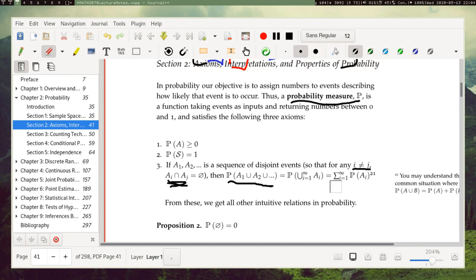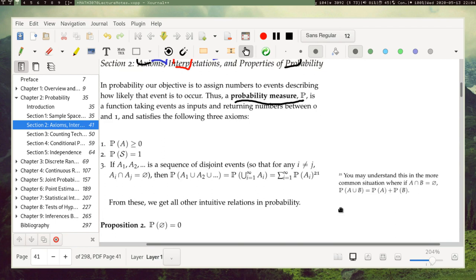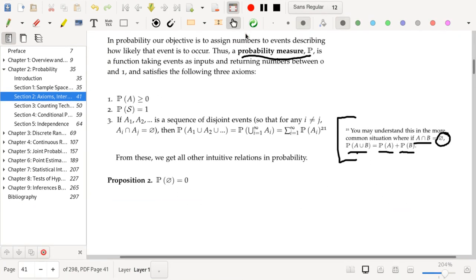This is very wordy. This is very technical. There is a much easier way to understand what this axiom is saying. There's usually only one situation where you're actually going to use this axiom most of the time, which is that if A intersected with B is equal to the empty set, so if A and B are two disjoint events, then the probability of A or B is equal to the probability of A plus the probability of B. So for two events that have nothing in common, the probability that either one happens will be the sum of their individual probabilities. Okay, so these are true because we say so.